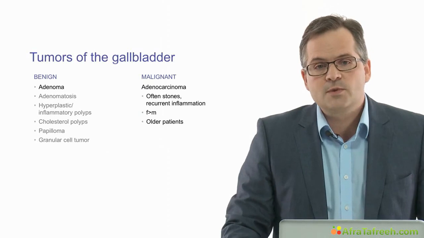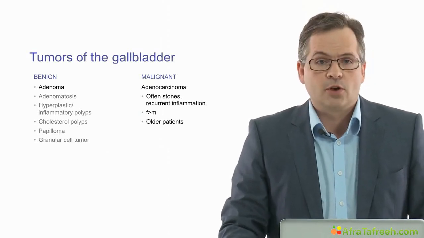Okay, let's go to the next chapter. Tumors of the gallbladder. We can see benign tumors or malignant ones. The most common benign tumor of the gallbladder is the adenoma. Frequently, we see polyps on the wall of the gallbladder.